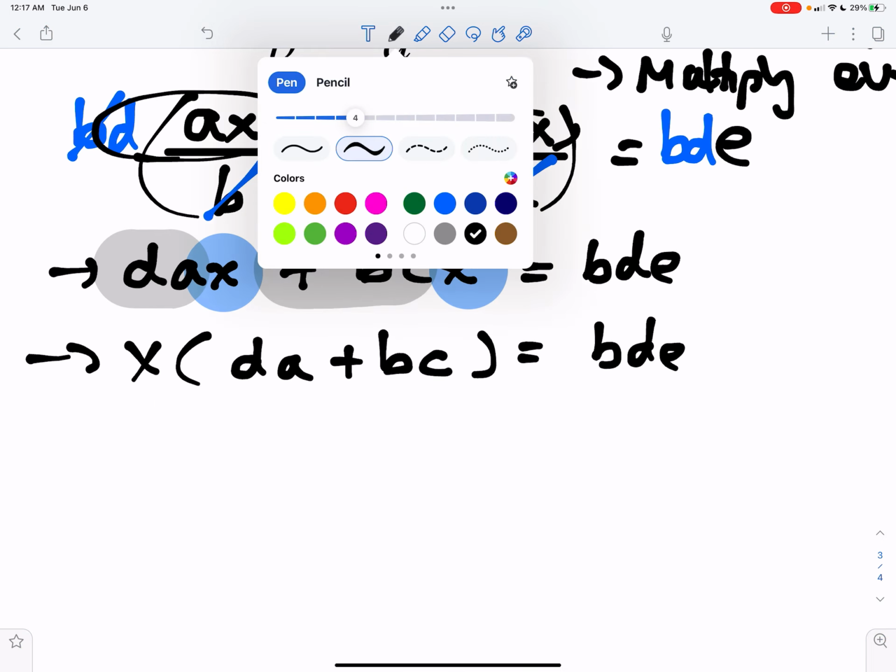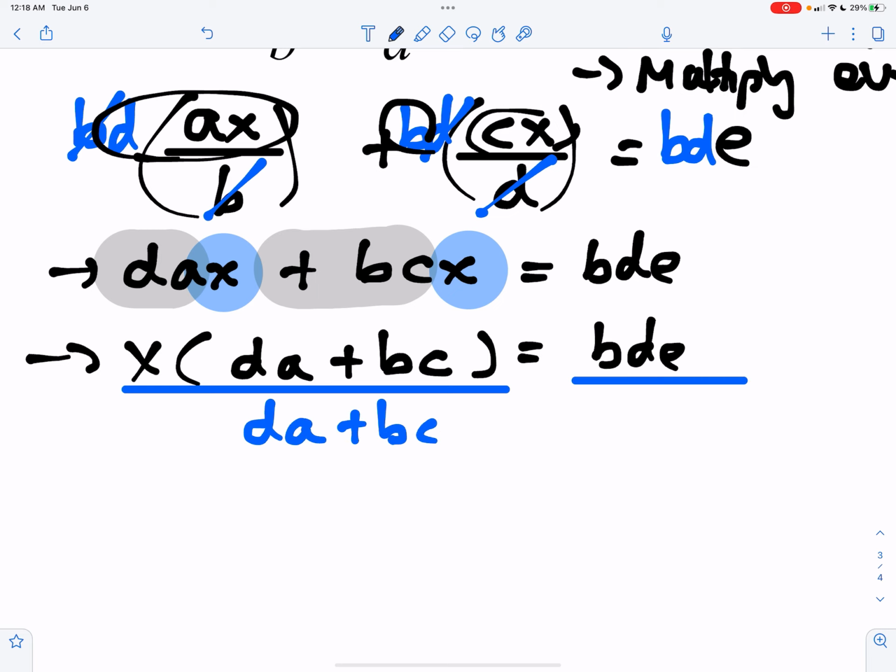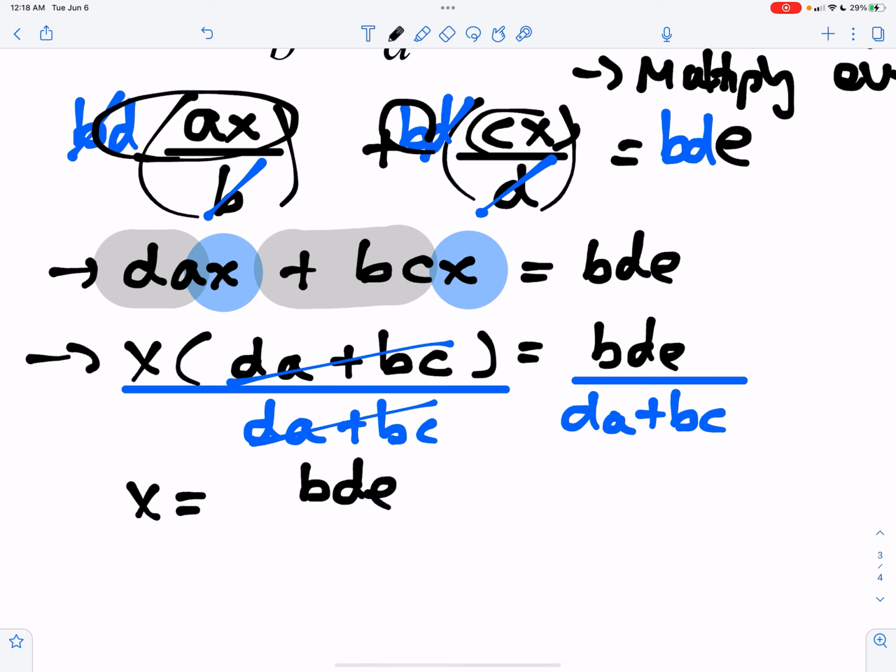Okay, now the last and final step to get x by itself is to divide what is multiplied by x, and that's da plus bc, on both sides. So x equals bde over da plus bc.